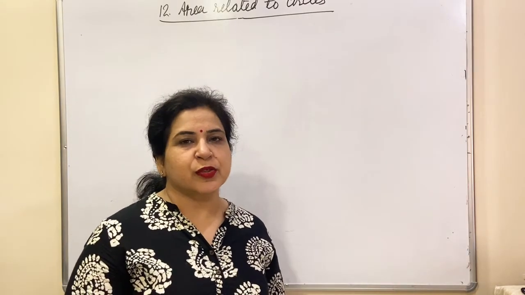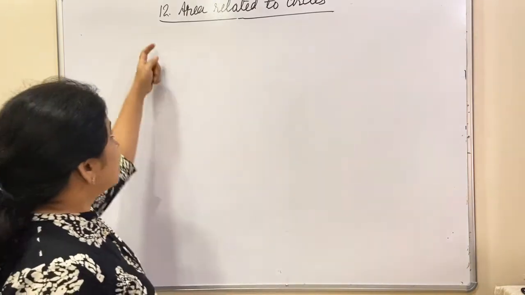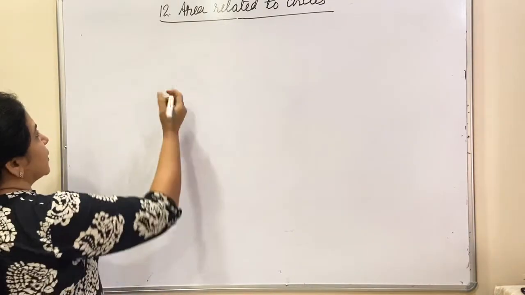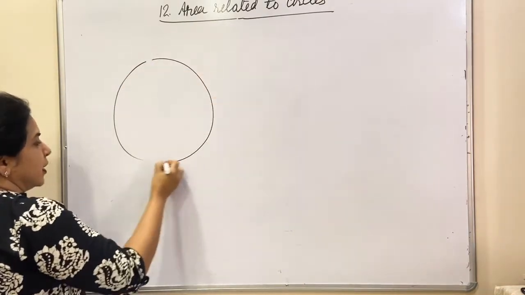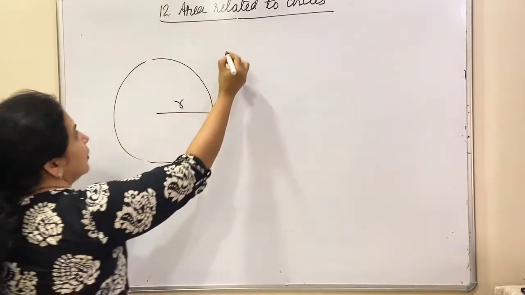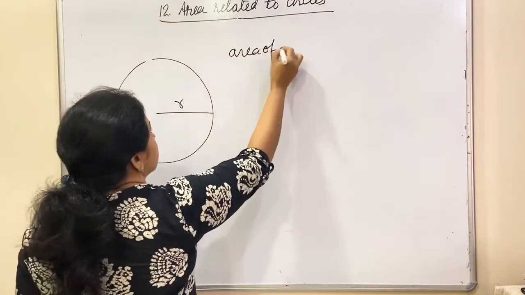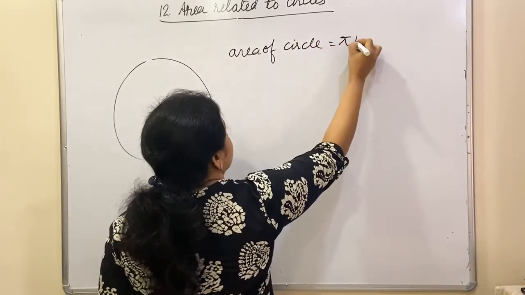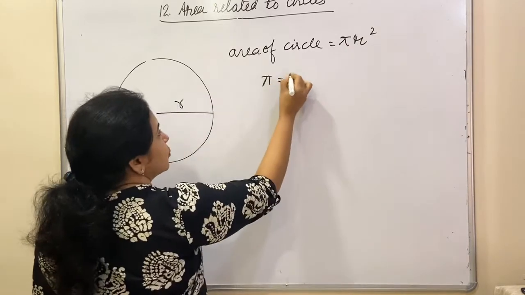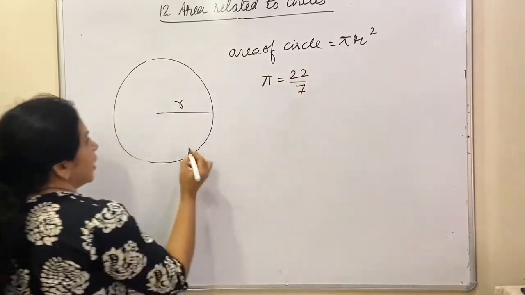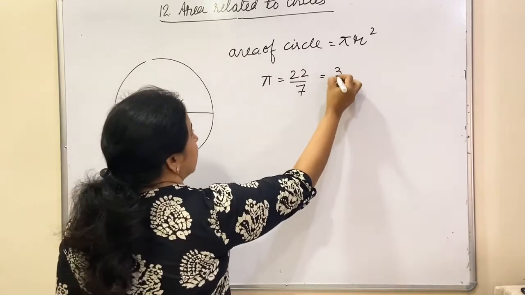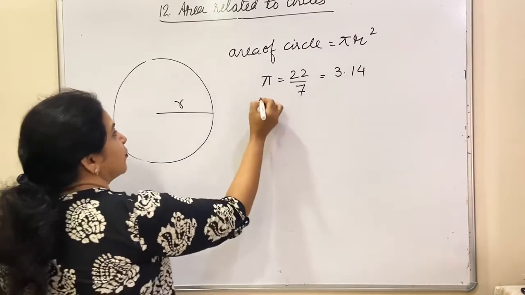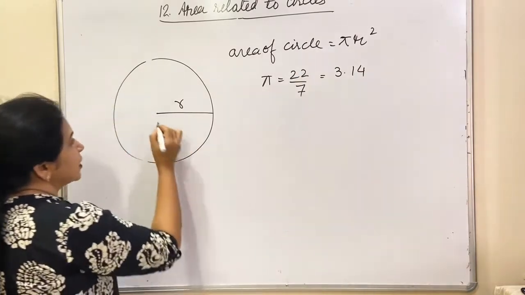Hello dear students, today we are going to start chapter 12, area related to circle. You already know that if the radius of the circle is r, then the area of circle is pi r square, where pi is 22/7. And approximately we can take the value as 3.14 if it is given in the question. Otherwise we have to take pi 22/7.